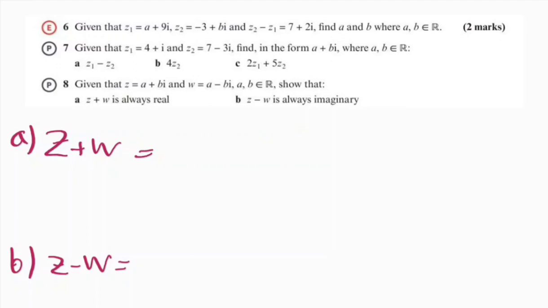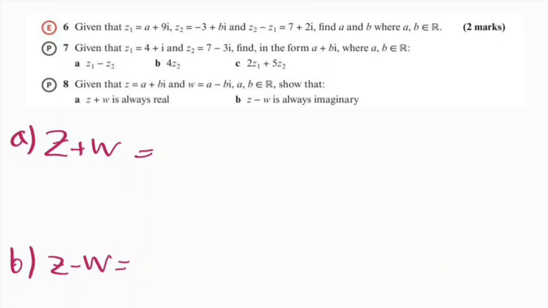Question 8. Given that z is a plus bi and w is a minus bi, where a and b are real numbers, show that, part a, z plus w is always real. This question is actually very simple, of course, when you are doing A-level maths, because when you want to prove this in a very rigorous way, that can be different. But now we are doing A-level maths and A-level further maths.